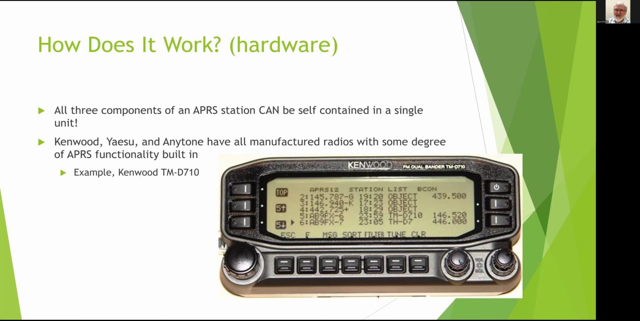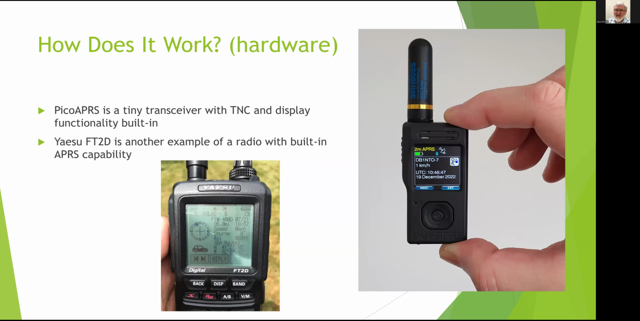I didn't bring my Anytone, but my Anytone 878 will do APRS over digital over the DMR radio, but it won't do it over analog. The newer version of the 878, the Plus, will do it over analog, but I don't have that radio. So, all right. Here's a couple other examples.